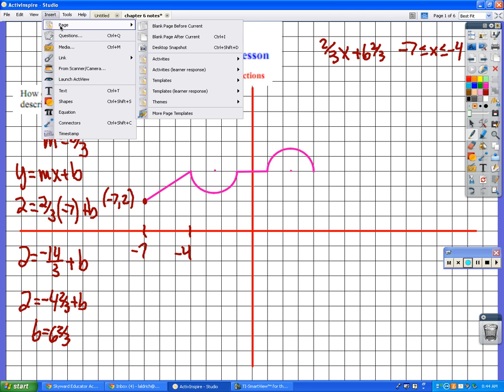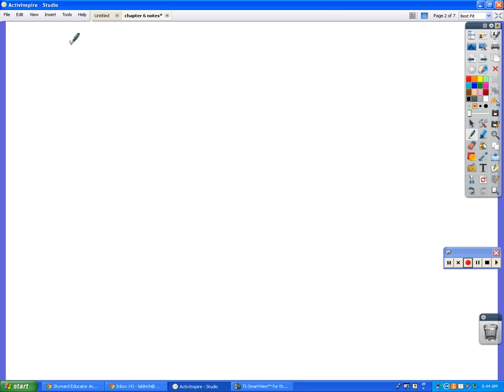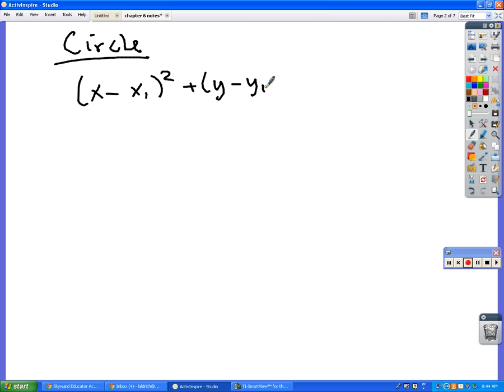Let's see. The general equation for a circle is x minus the x coordinate of the center squared plus y minus the y coordinate of the center squared equals the radius squared. Okay? So just like a line has a general equation, y equals mx plus b, a circle has a general equation too. Okay? And we've kind of gone through this a little bit before.